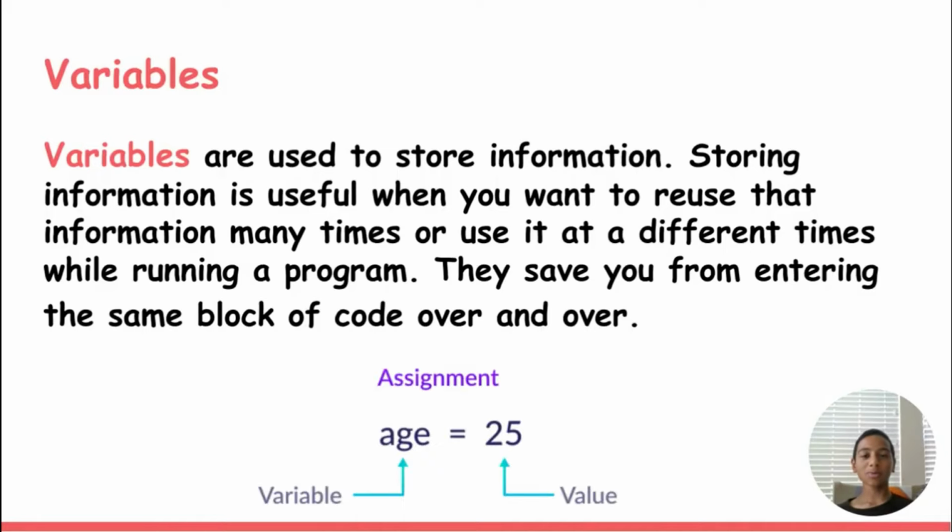Variables are used to store information. Storing information is useful when you want to use that information many times or at different times while running your program. They save you from entering the same block of code over and over. Here's an example. You have the variable age and a value 25.